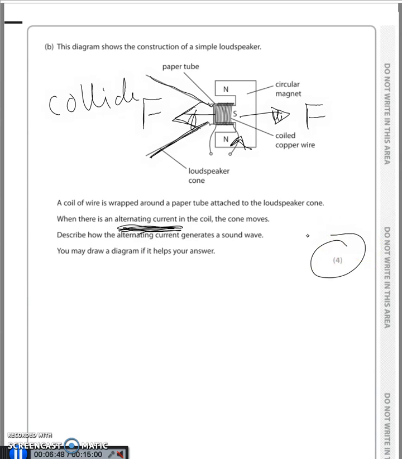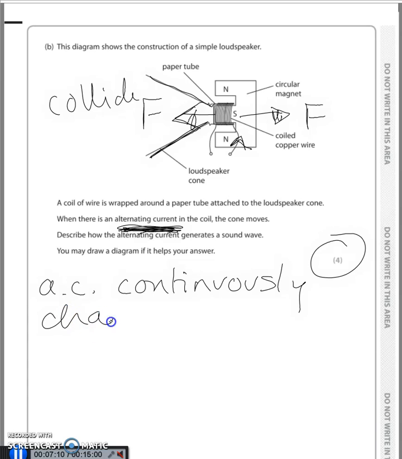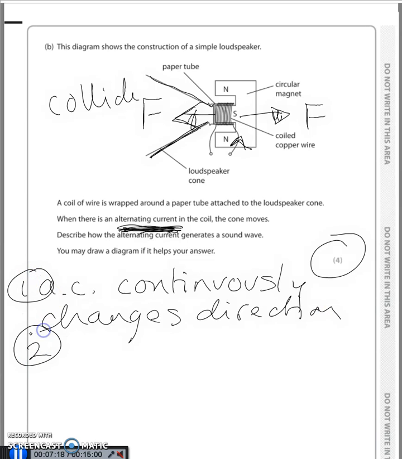So for 4 marks, you've got about 6 marking points that you could possibly have, and you only need to get 4 of them. We mentioned the alternating current here. So alternating current, let's have a description of that. So alternating current continuously changes direction. Okay, so that'd be 1 point. Another point that leads on from that is, therefore, you have a changing or alternating magnetic field around the coil.